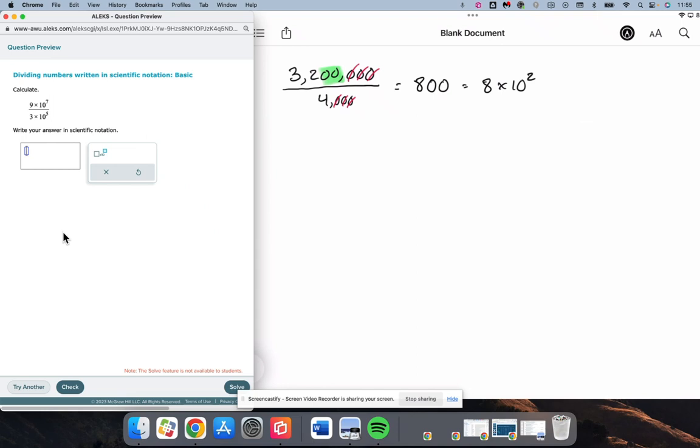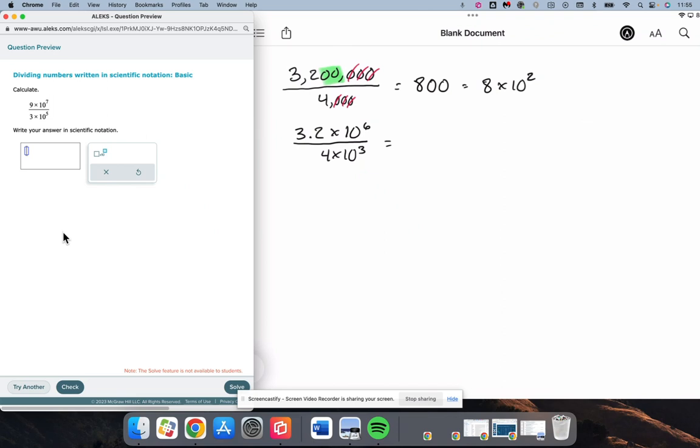power of 2. So I'm going to go ahead and convert my starting problem to scientific notation and then describe how we're going to do it that way. So 3.2 times 10 to the 6th divided by 4 times 10 to the 3rd. So we recognize that we had 8 times 10 to the power of 2 as our final answer when we did it the long way. We're going to figure out how we can get that same thing by doing it with the scientific notation.